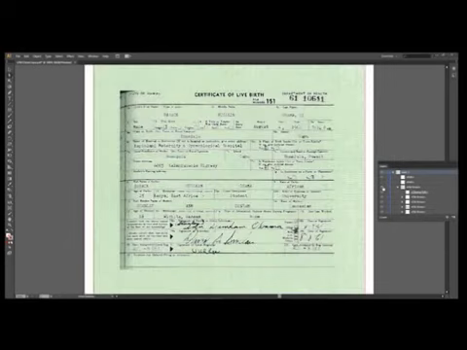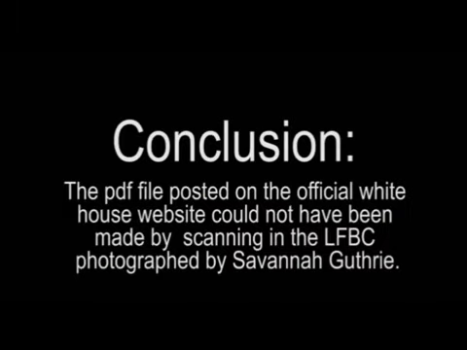One last point. The handwritten markings are not the only thing that appear behind the clipping mask. When you turn the clipping mask on and off, we see additional background pattern as well. Our conclusion? The PDF file posted on the official White House website could not have been made by scanning in the long-form birth certificate photographed by Savannah Guthrie. The only people who don't want to disclose the truth are people with something to hide.